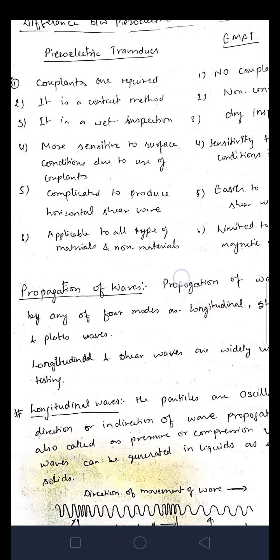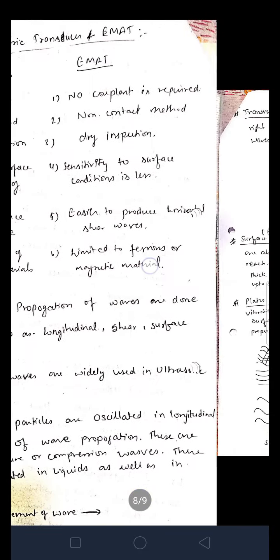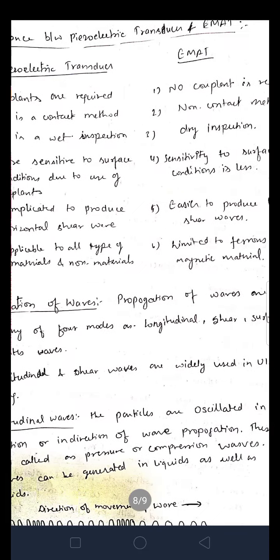The first one is that couplants are required, and in the EMAT, a couplant is not required, right? And the second point, it is a contact method, but in EMAT it is not a contact method. And the third point is that it is a wet inspection, and the other is a dry inspection.